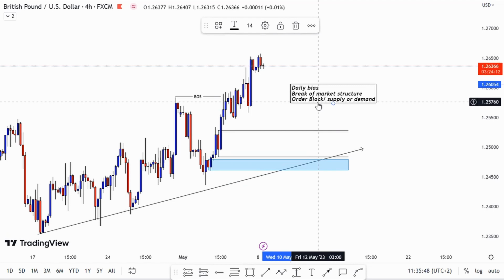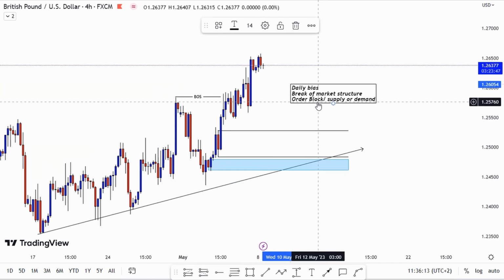That can be on a 4 hours time frame, because between the 4 hours and the daily time frame there's really not much difference. But yes, you can also get your break of market structure on the daily time frame as well. If you get it on the 4 hours, it's fine. If you get it on the daily time frame, it's also fine. So after your daily bias, you look for your break of market structure.